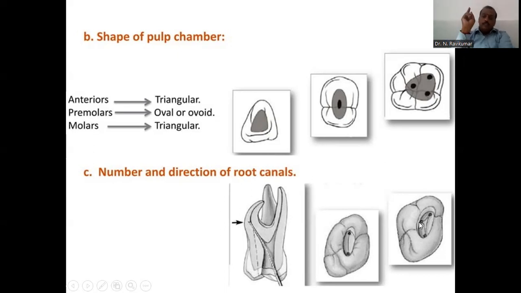It has two canals on the buccal side: one is the mesiobuccal canal, another is the distobuccal canal. With these two canals, the base of the triangle is towards the buccal side, while the apex is towards the palatal side for the upper molar. When it comes to the lower molar, the base of the triangle is towards the mesial side. The apex is towards the distal side.